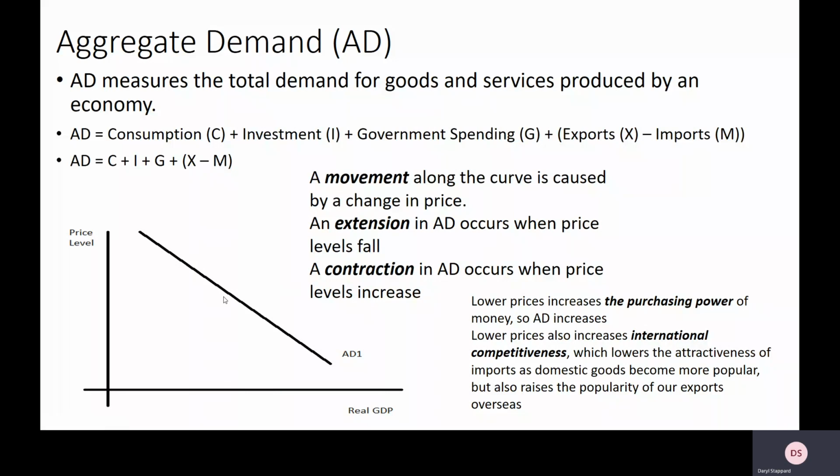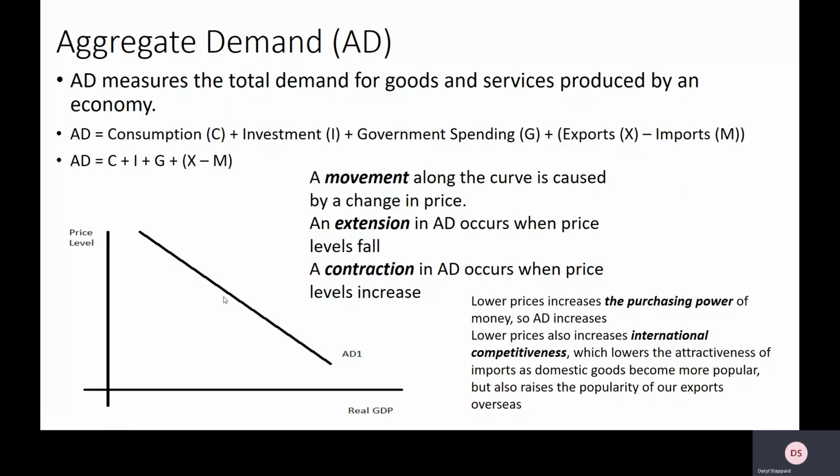If price levels increase, then households will have less ability to buy goods and services. If the cost of machinery and capital becomes more expensive, businesses will invest less into it. Governments will also buy less from the economy if price levels increase due to affordability. But also, you're going to get a falling foreign demand for UK goods and services. And that's because of a reduction in international competitiveness. If our price levels increase, foreigners go, I'm not buying UK goods and services, and our exports would fall.